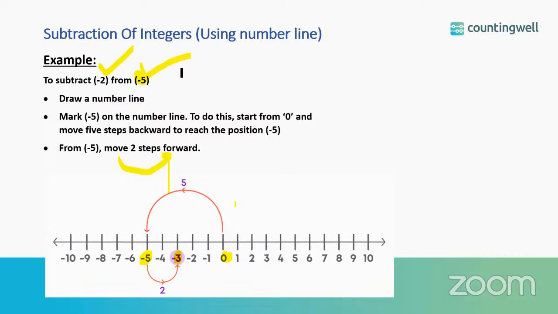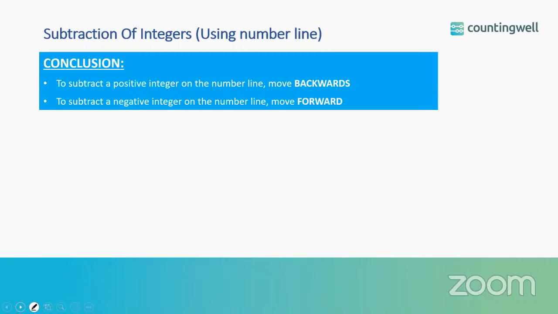Which rule have we followed? Whenever you are subtracting a negative integer, then we have to move forward on the number line. As I told you, to subtract a positive integer on the number line, we have to move backward. But if you are subtracting a negative integer, you have to move forward.